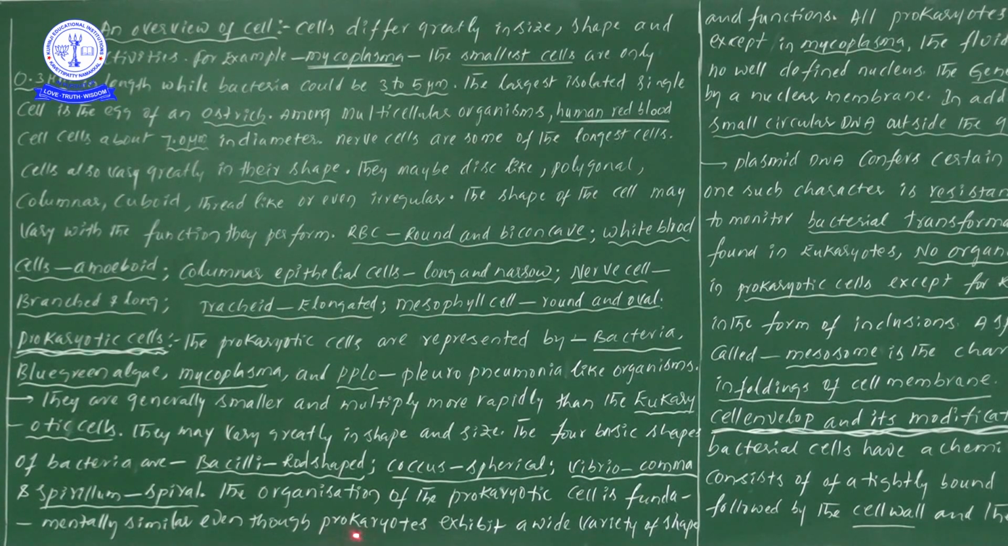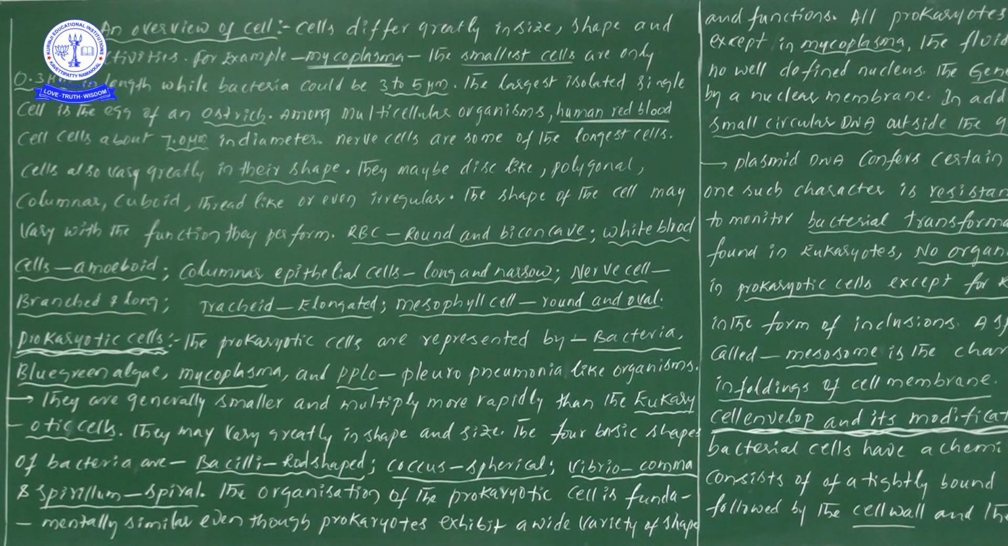But even though prokaryotes exhibit a wide variety of shapes and functions. So fundamentally, the organization of prokaryotic cells is similar, but they exhibit a wide variety of shapes and functions. Okay, so in this section, my dear students, what are the main important points we have discussed?